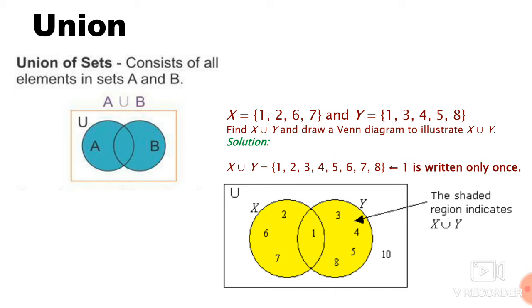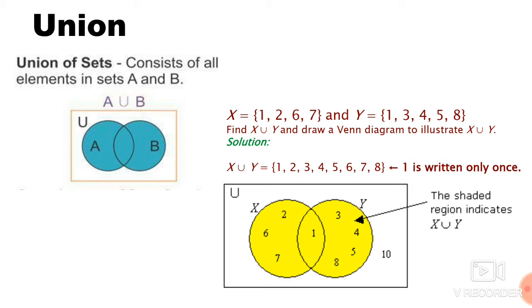Now the Venn diagram. The rectangle represents the universal set. Now we have two sets, set X and set Y. Here we can see that we have one element in common, so we will draw overlapping circles. In the common part, the area which is overlapped, we will write 1 here because 1 is the element which belongs to both the sets. The remaining elements of set X will be written in the first circle and the remaining elements of set Y will be written in the second circle.